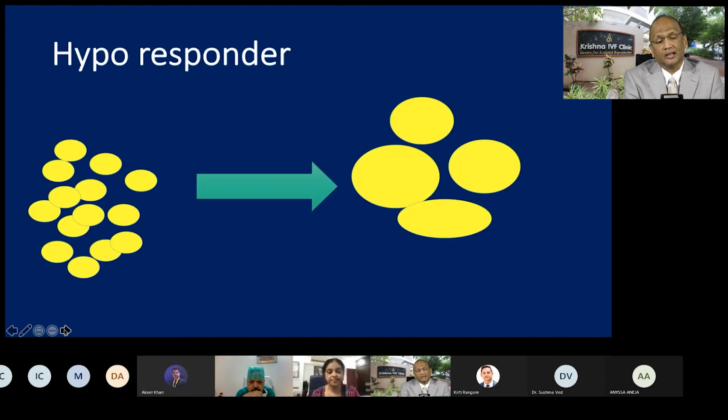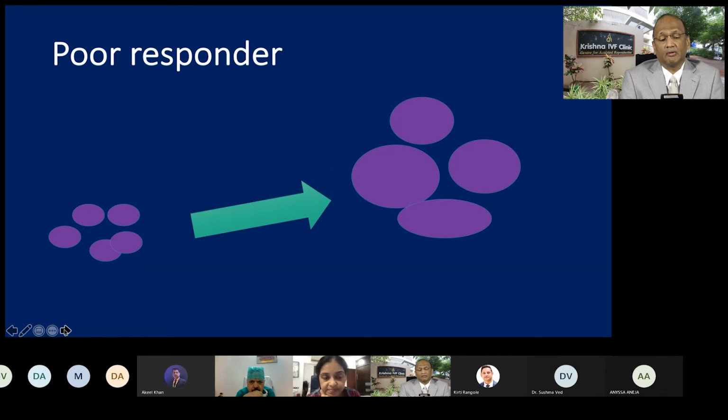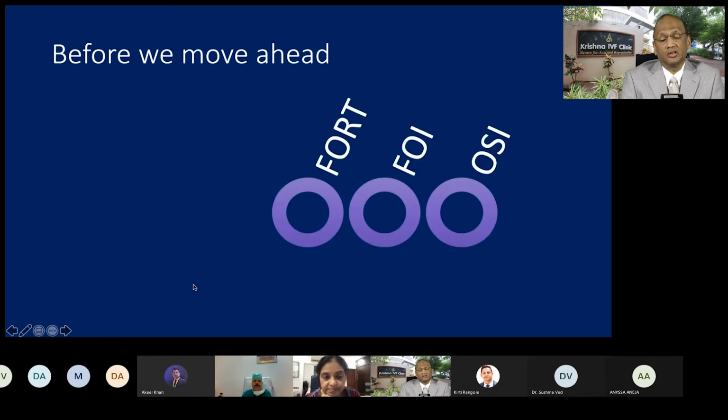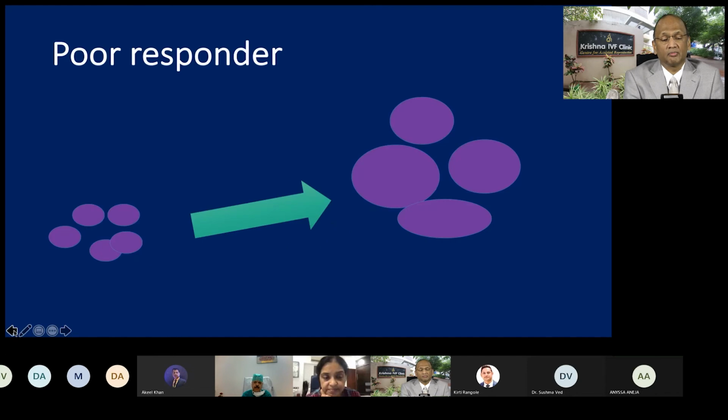The second area is, a lot of times we confuse between a hyporesponder and a poor responder. Unless we have clarity between these two situations, most of our stimulation protocols will not go properly. If we are dealing with a poor responder patient, whatever we do, we are not going to increase the number. But when we are dealing with a hyporesponder patient, there are ways and means to avoid that hyporesponse, both during that cycle and in the subsequent cycle.